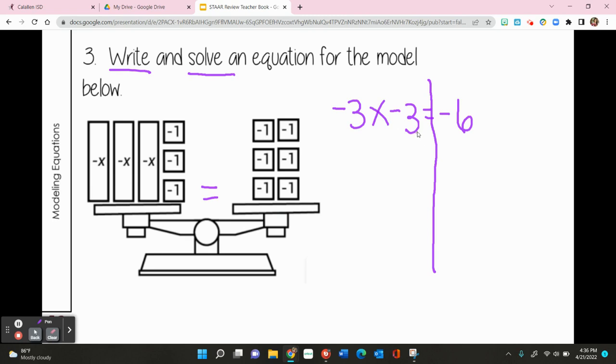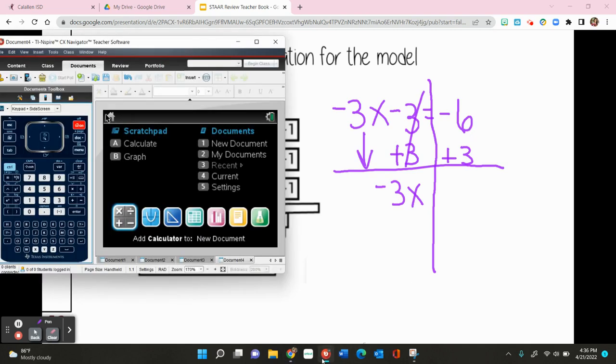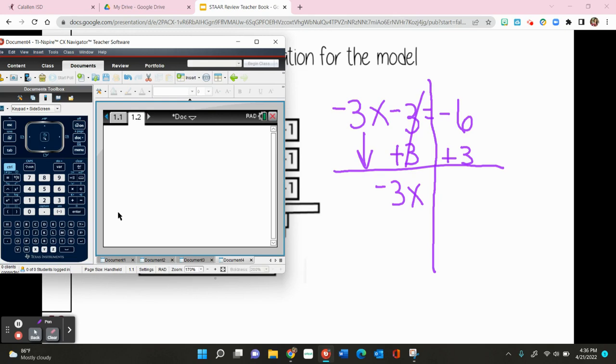Whatever the constant is doing, I want to do the opposite of that. Here, since 3 is being subtracted, to cancel this out and move it over, I'm going to add 3 to the other side. When I add 3, this cancels out. This is going to be dropped down, and I'm left with negative 3x. Then I'm going to take negative 6 plus 3. In our calculators, whenever we take negative 6 plus 3, we get negative 3.